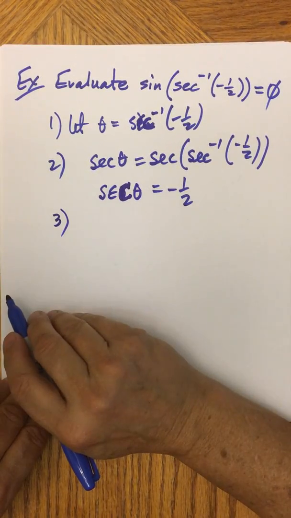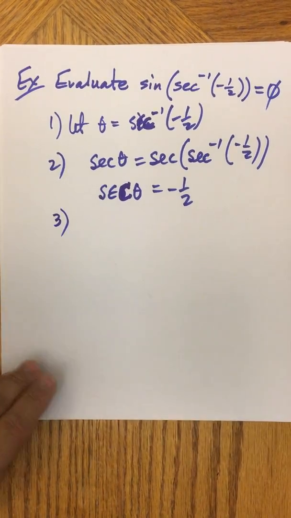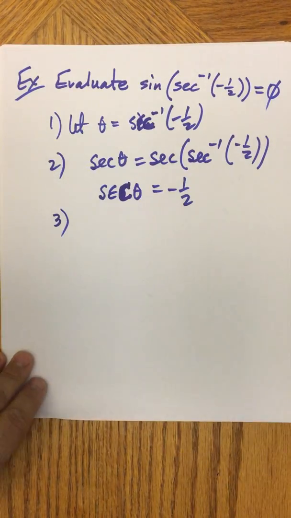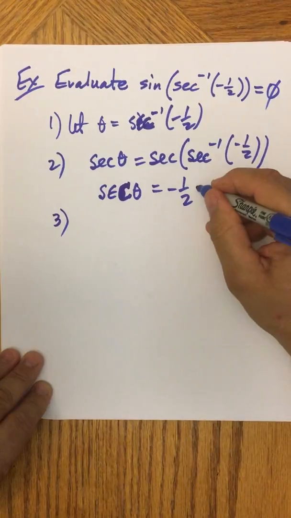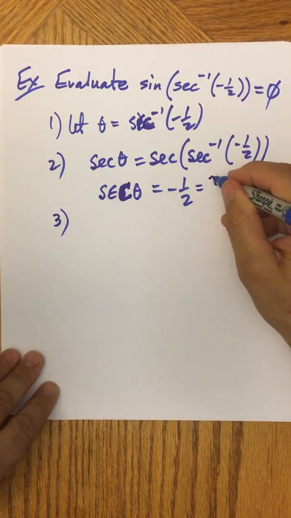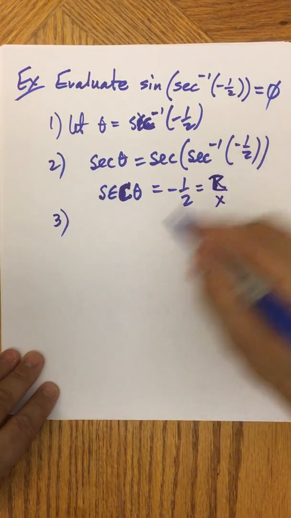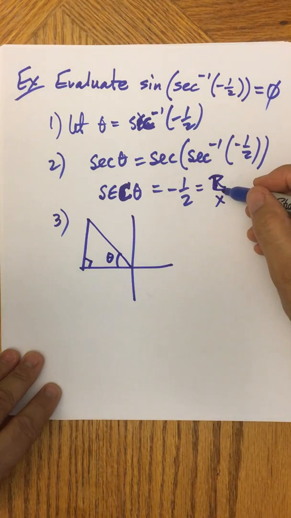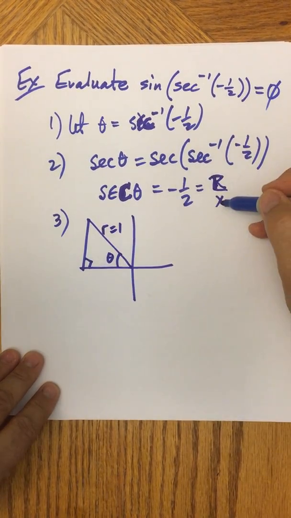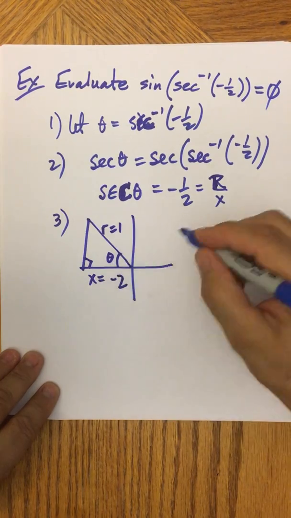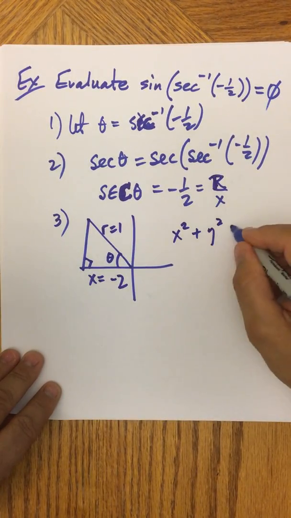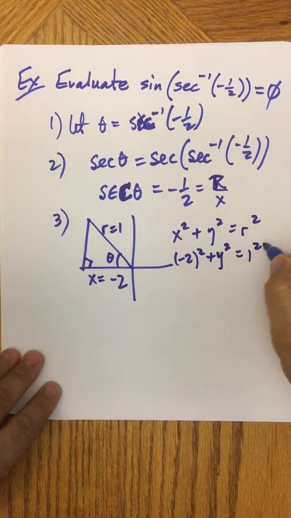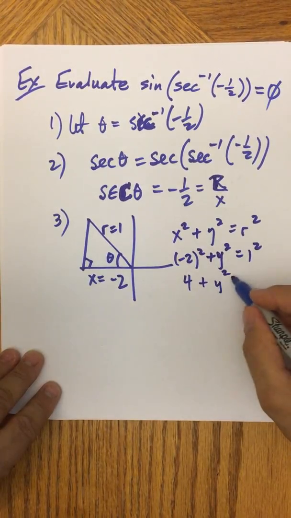So you say, okay, I'm going to start setting up a right triangle. Secant here has to be in this quadrant because it's a negative ratio. Right, so I know it's in quadrant 2. And you say, well, okay, this is r over x, right? R over x, and I'm going to put this in quadrant 2. So r is 1, x must be -2, and I'm going to find y, so you say x squared plus y squared equals r squared. So -2 squared plus y squared equals 1 squared.